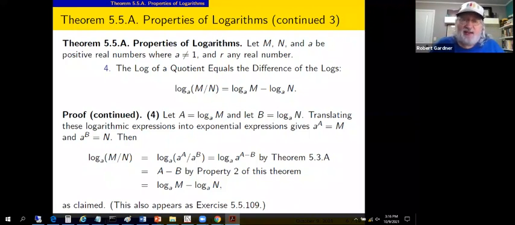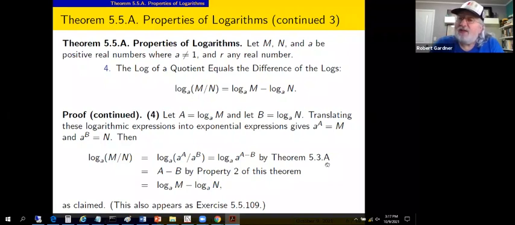And the argument's almost identical. So we'll make the same substitution. We'll introduce capital A and capital B. We'll translate then these log statements into the same exponential statements we had on our previous slide. And then we'll take log base a of m divided by n. That would be log base a of lowercase a to the capital A divided by lowercase a to the capital B. Hey, division with a common base.